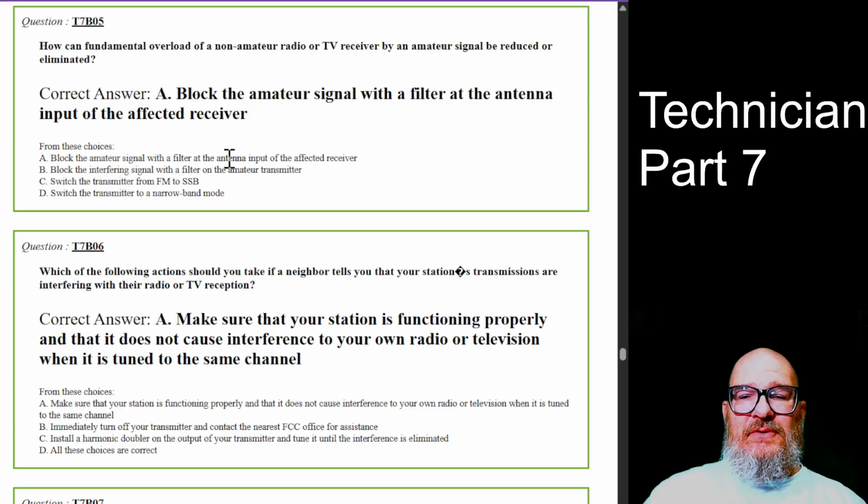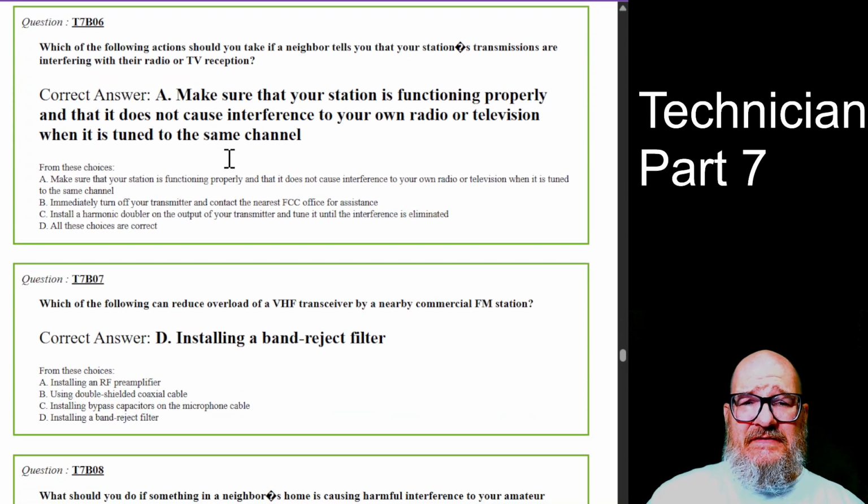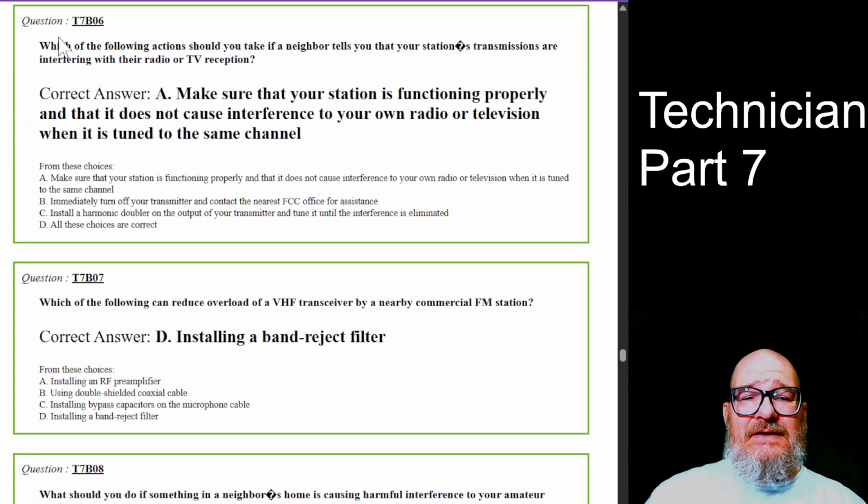How can fundamental overload of a non-amateur radio, TV, or receiver by an amateur signal be reduced or eliminated? Block the amateur signal with a filter at the antenna input of the affected receiver. So back when TVs used antennas, you could do that. I'm not quite sure how modern that question is compared to today's technology. It's not going to affect your YouTube, that's for sure.